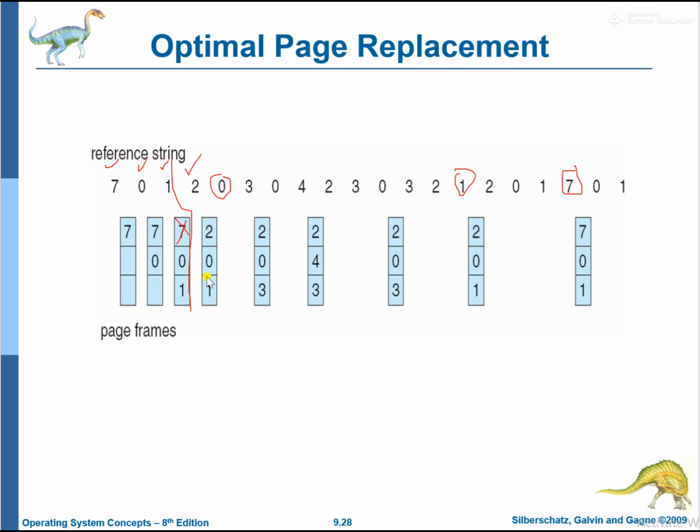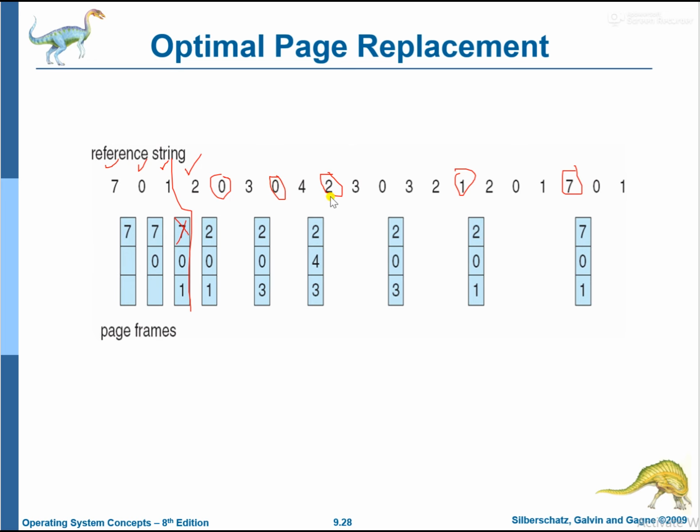Then we need 0, which is already there. Then we need 3. Okay, at this point 3 is not in the main memory. So again we have to choose a victim. So now how will we choose the victim? For 3, okay, 2: when is 2 needed in the future? 2 is needed in the future over here. If we choose 2 as a victim, 2 is needed here. 0 is needed over here. And 1 is needed over here.